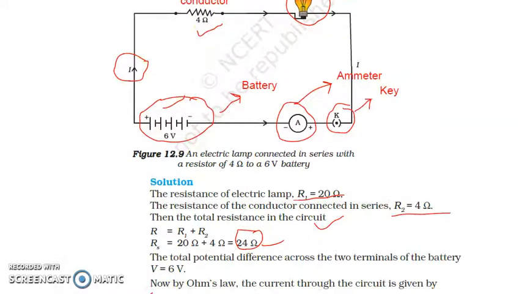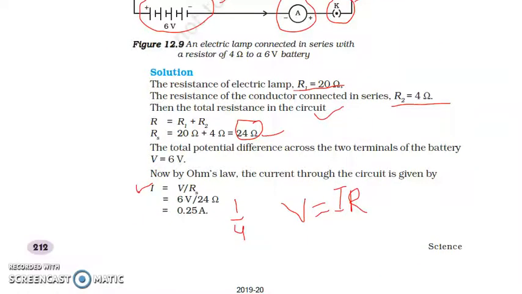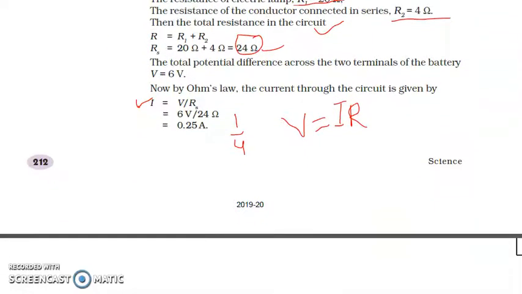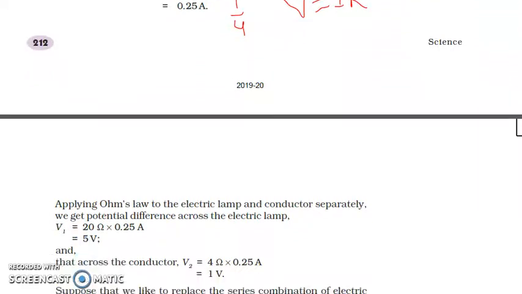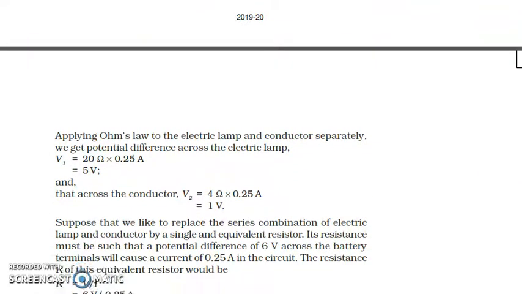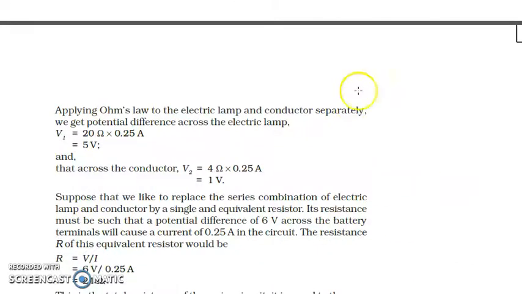So when we calculate the value for potential difference across these two, we have to calculate by using Ohm's law only. It says applying Ohm's law to the electric lamp and conductor separately. At this point we need to take care that we have to apply Ohm's law separately in different conductors. We get potential difference across the electric lamp, that is V1 is equal to 20 into 0.25, where 20 is the resistance and 0.25 is the current that is flowing through the circuit.